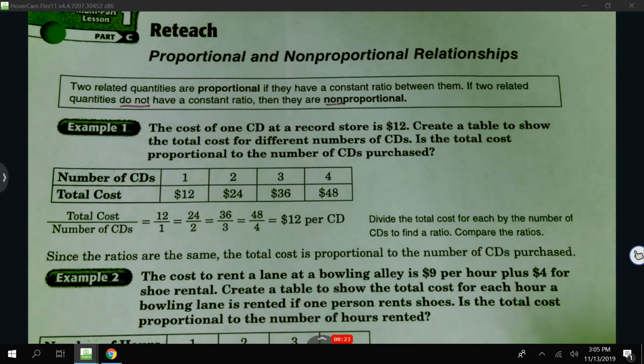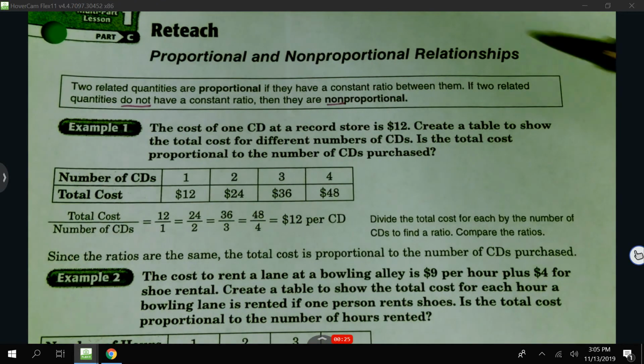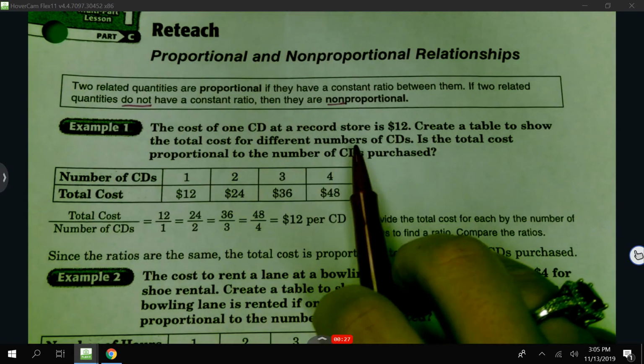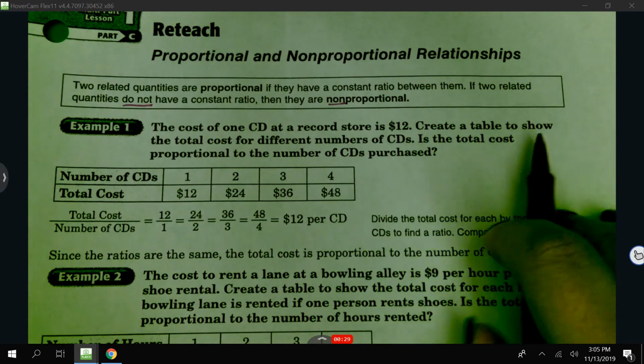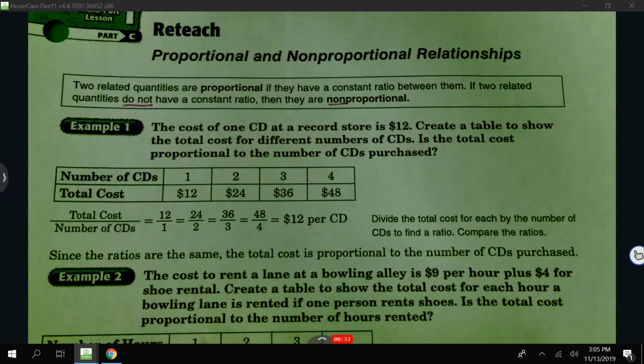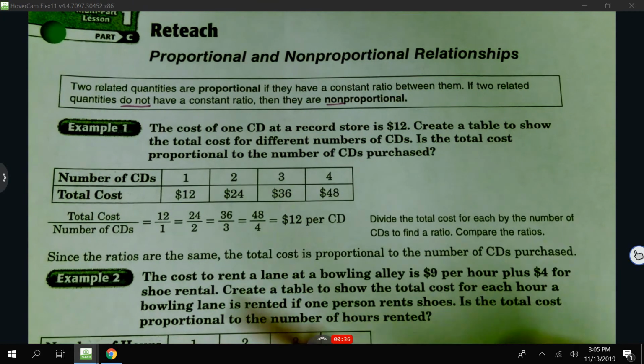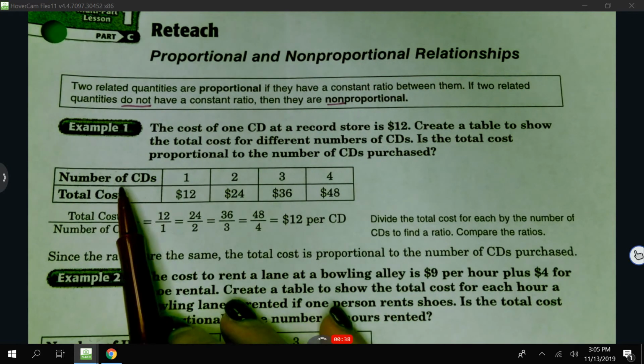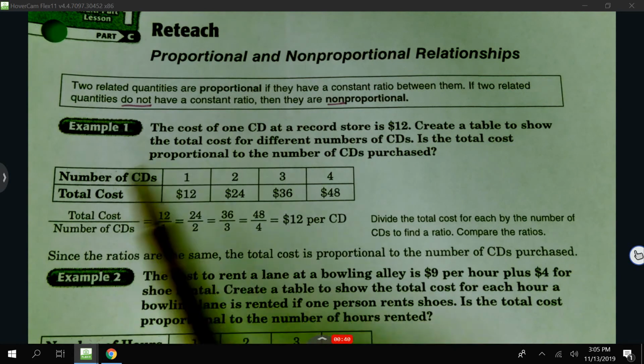Okay, so let's look at example 1. It says the cost of 1 CD at a record store is $12. Create a table to show the total cost for different numbers of CDs. Is the total cost proportional to the number of CDs purchased? So we've already made a table right here. I've got number of CDs and I've got my total cost.